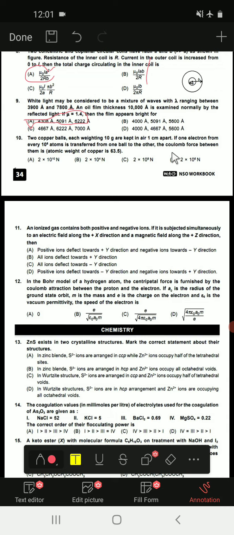Question number 10, the correct answer option is A, 2 into 10 to the power 10 Newton. So that is the correct answer.